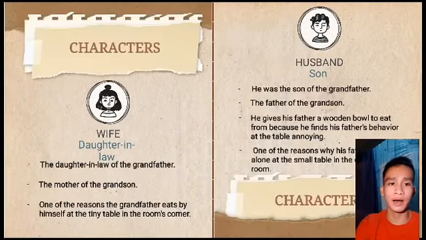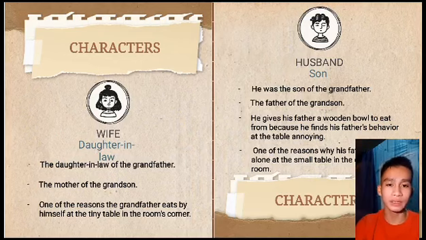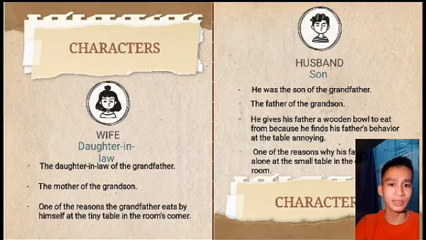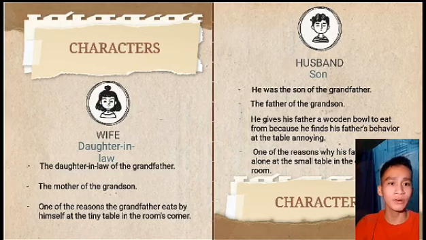We have a wife, husband, and grandson. Wife is the daughter-in-law of the grandfather and the mother of the grandson. And lastly, one of the reasons the grandfather eats by himself at the tiny table in the room's corner.